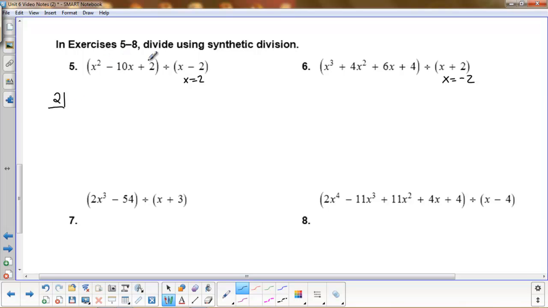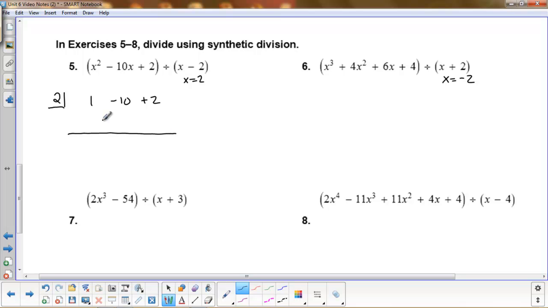the coefficients of each of the terms of the polynomial that is being divided. We're careful to observe that each degree is represented. If any are missing, we need to fill them in with zeros. So that means in this case I get 1, the coefficient of x squared, negative 10, the coefficient of x, and 2, the constant term.